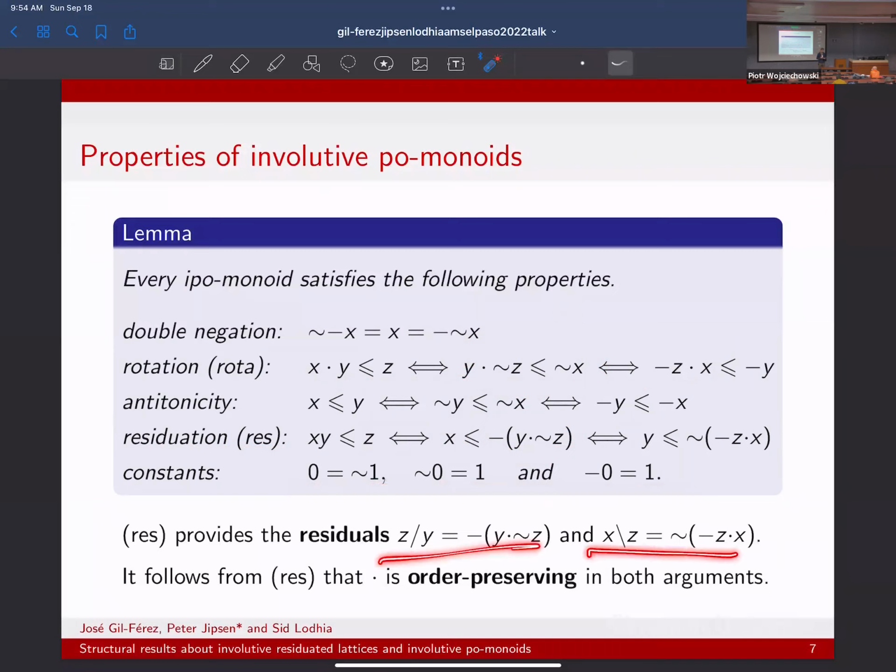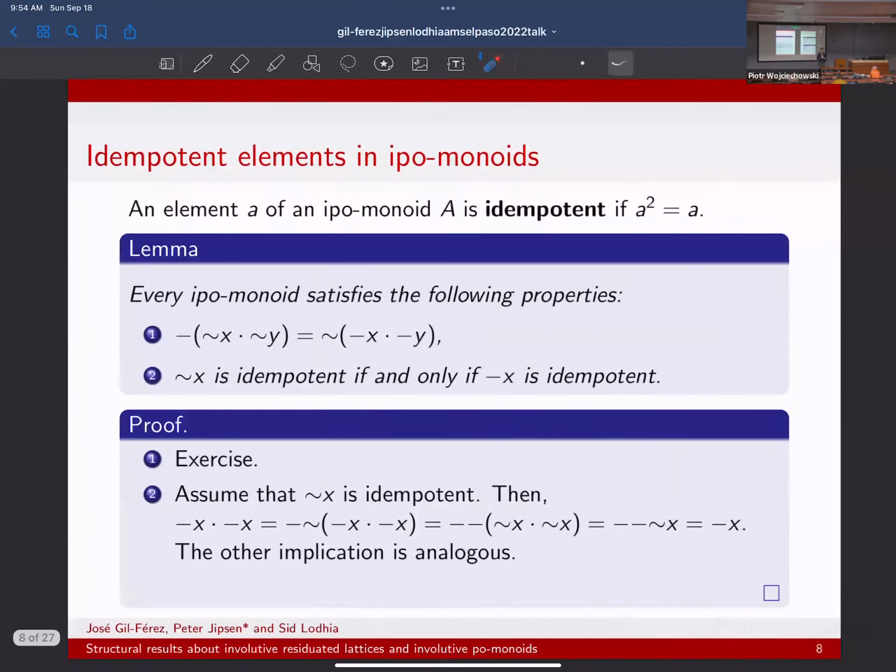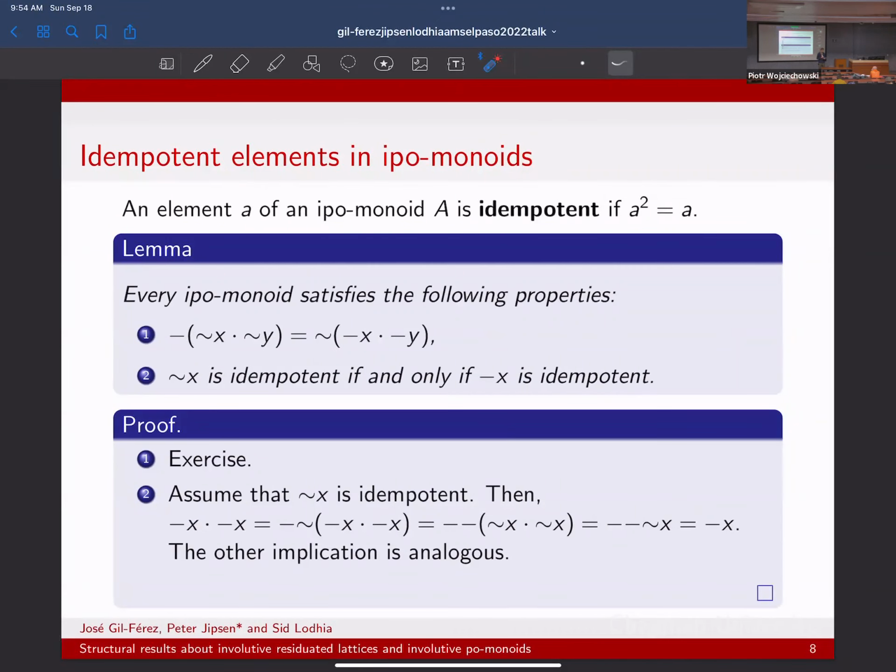So here are the equations for the residuals to convince you that we're in the setting that I'm normally in, but in a slightly more convenient signature. And then we have these lemmas. For example, this property turns out to be true in all involutive partially ordered monoids. And it's an important property because it tells us that the kind of things that we would expect from De Morgan's laws coincide in an interesting way in this theory.